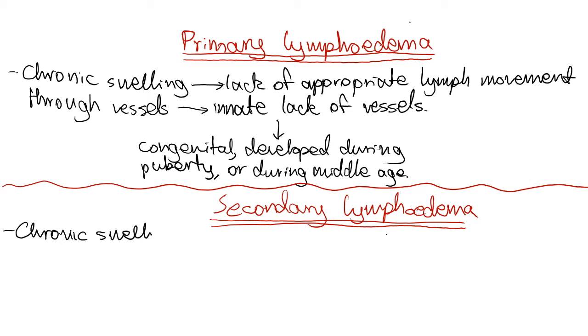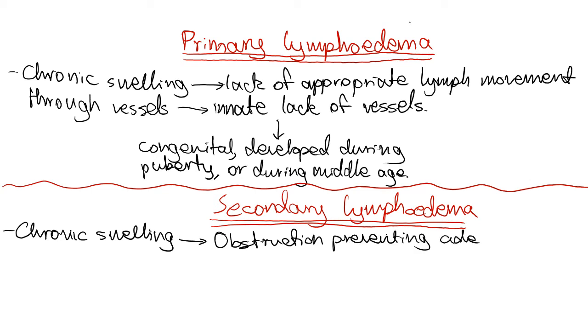but this chronic swelling is not due to an innate problem with the lymphatic system in that we don't have an adequate amount of lymph vessels in the first place. It's due to an obstruction preventing adequate lymph drainage. So this is what causes the fluid to build up.